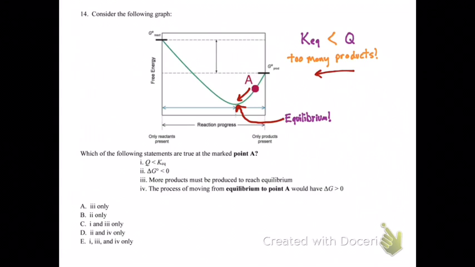So statement 1, Q is less than K at this point. No, Q is greater than K. The product-to-reactant ratio that we have is greater than the product-to-reactant ratio that we want. So I'm going to just cross that out.